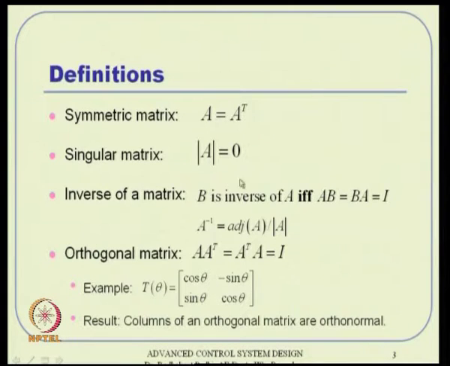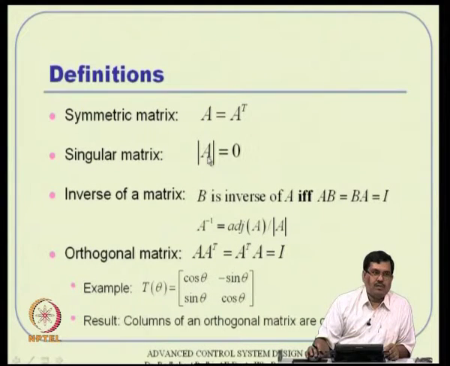All right. Now there is a concept called a singular matrix, and singularity means the determinant has to be 0. These concepts come from the inverse definition also, because the inverse is defined as adjoint of A divided by determinant of A. So if the determinant is 0, then A inverse tends to go to infinity. So a singular matrix is a matrix for which the determinant is 0.